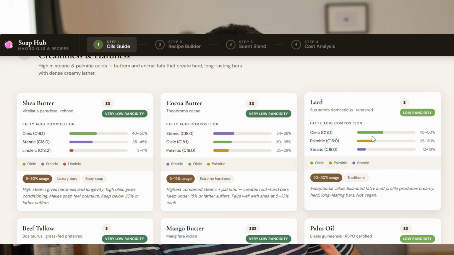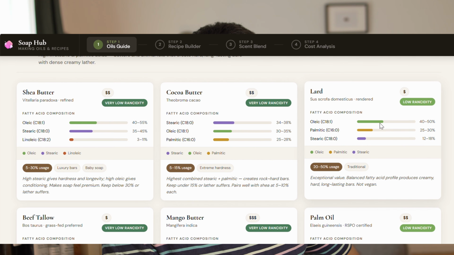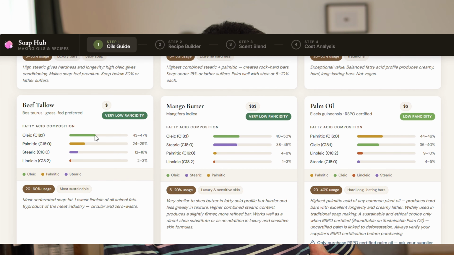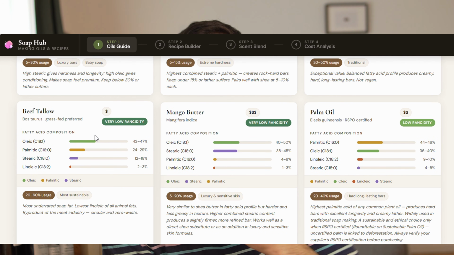Then we have lard. Lard, as you will see, has oleic acid, it has palmitic acid and stearic acid, so it's also an amazing ingredient. And then we have beef tallow. Beef tallow is high in oleic acid.